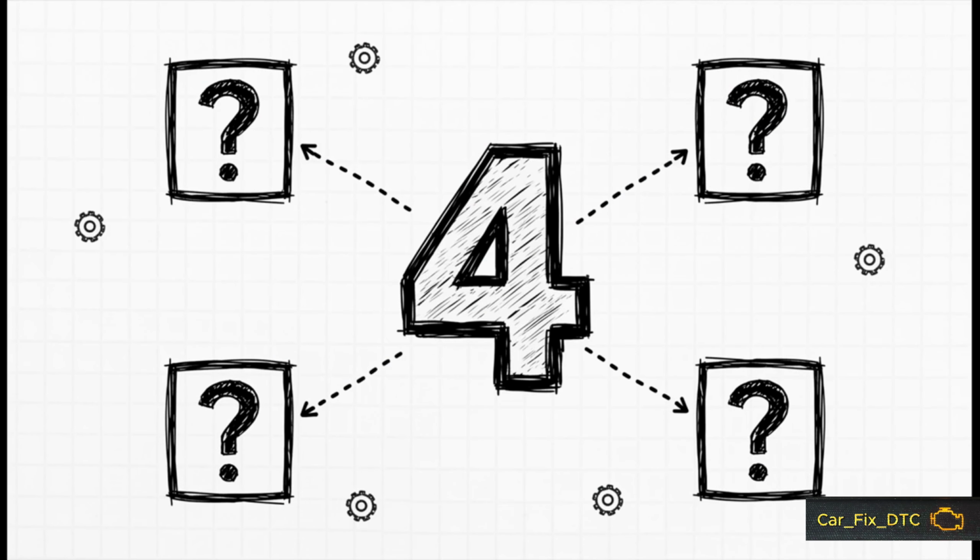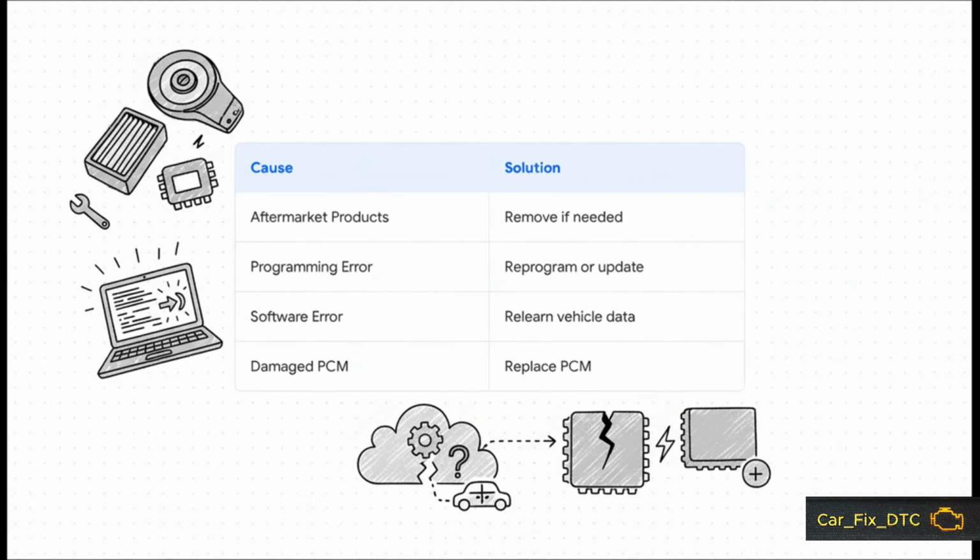Here's the good part. While the name is complex, the list of possible causes isn't endless. In fact, we can narrow our investigation down to 4 main suspects. We're about to play detective and track them down one by one. So here it is, our roadmap. This is our plan of attack. We're looking at 4 potential causes, and we are going to tackle them in order from the simplest, easiest fix to the most involved. We'll start with any aftermarket stuff, then look at programming errors, then software glitches, and only then do we consider the possibility of a bad control module itself.